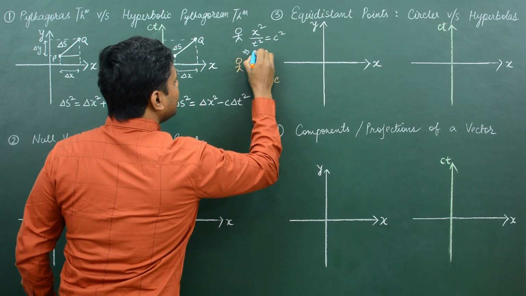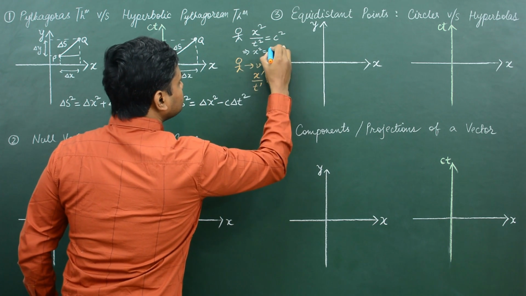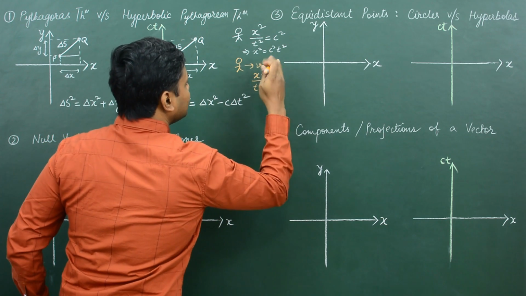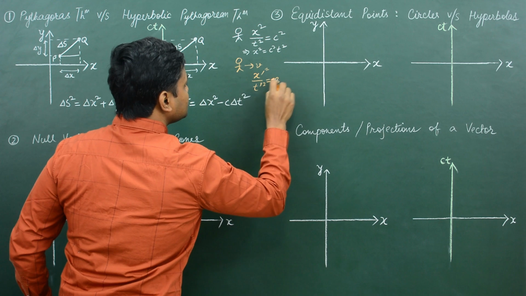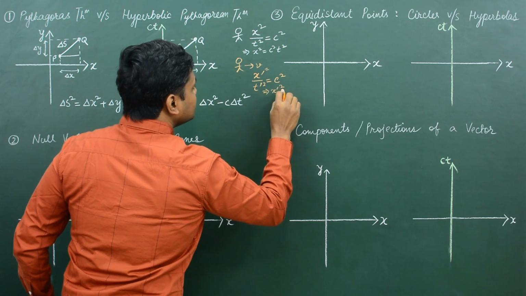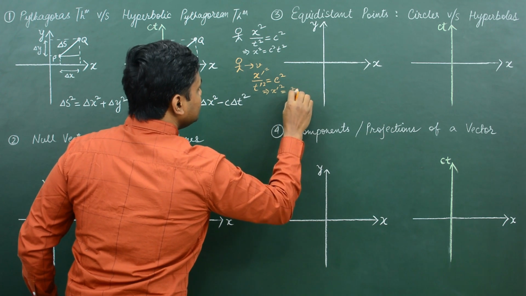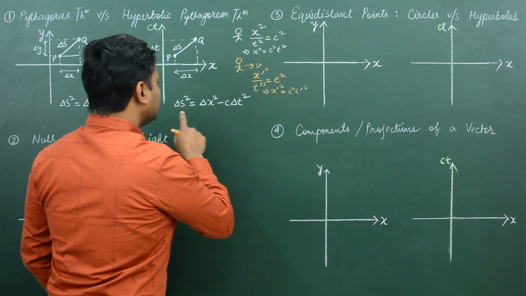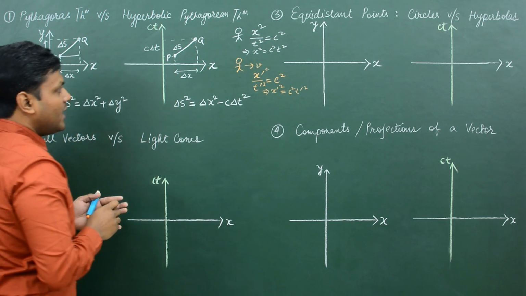So I can say that x square is equal to c square t square, right? And from here also I can say that x dash square upon t dash square is equal to c square. So from here I can say that x dash square is equal to c square t dash square. Now from this and from this, if I construct the space-time interval, what do I usually get?